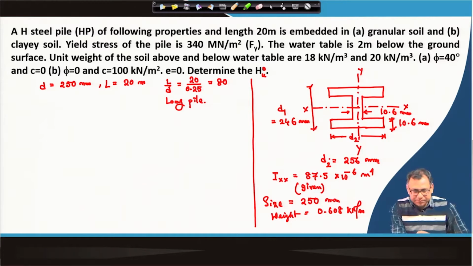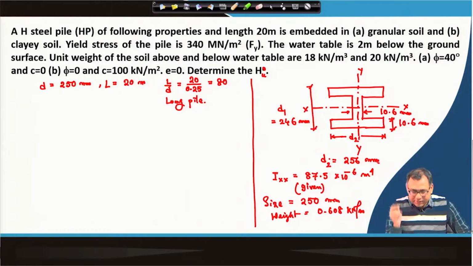D value is 250 millimeter, L value is 20 meter. So, L by D is 80. It's a long pile, definitely it will be a long pile. So, we have to determine the value of yield moment, because yield stress is given. Based on that you have to calculate the yield moment.